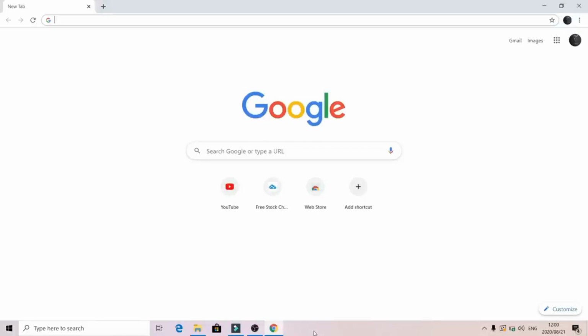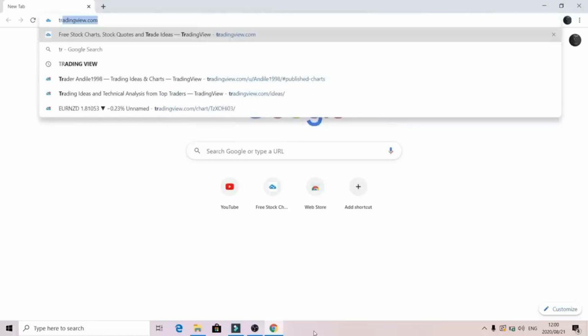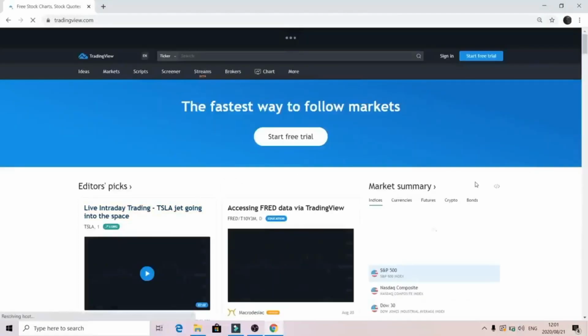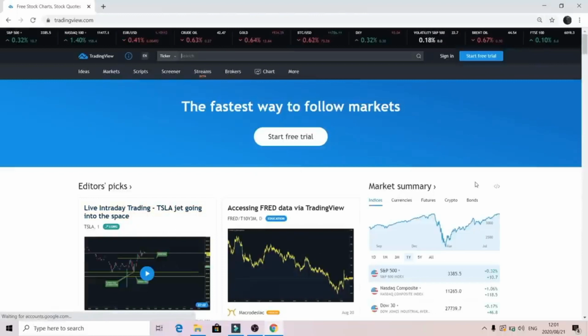So first things first, you just type in tradingview.com. You can use Chrome, you can use Firefox, you can use Microsoft Explorer, any internet access you can have, you can use. So let's jump deeper. TradingView. So it finally loaded. So as you can see, this is the first thing you would actually come across.